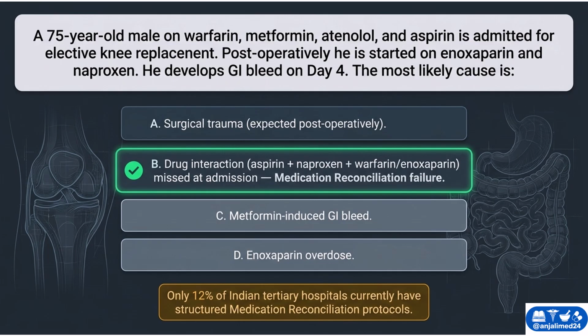Let's briefly examine the incorrect options. Option A, surgical trauma, may contribute to mild postoperative bleeding, but it does not explain delayed GIT hemorrhage occurring on day 4.